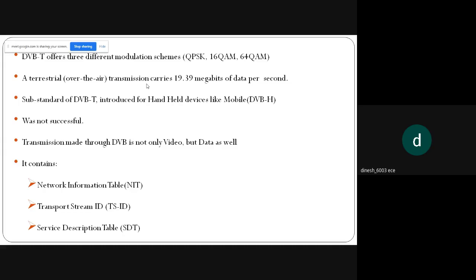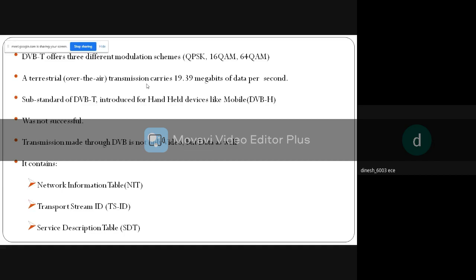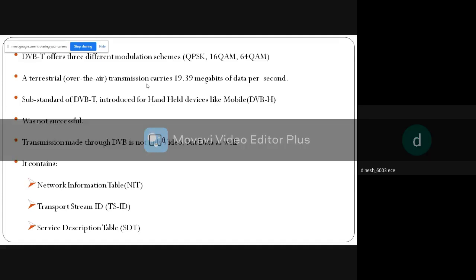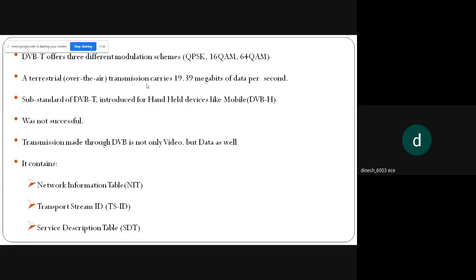Digital video broadcasting over terrestrial. This has three different modulation schemes: QPSK, 16 QAM and 64 QAM, an integration of phase shift keying and amplitude modulation. A terrestrial over-the-air channel carries about 19.39 megabits of data per second, which is used in terrestrial.